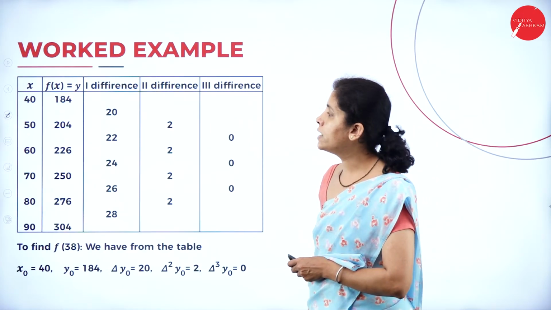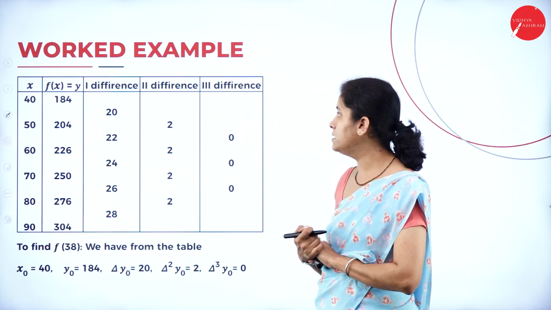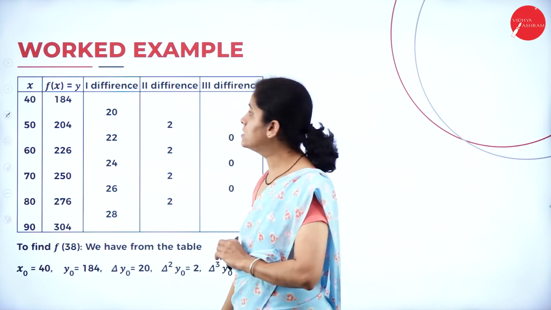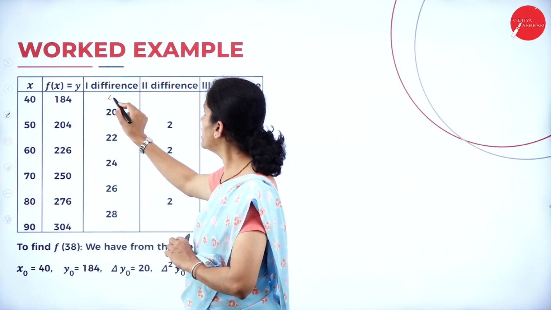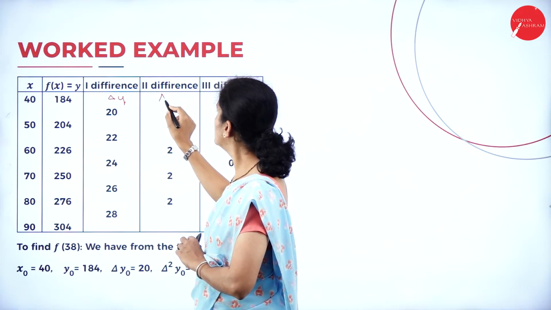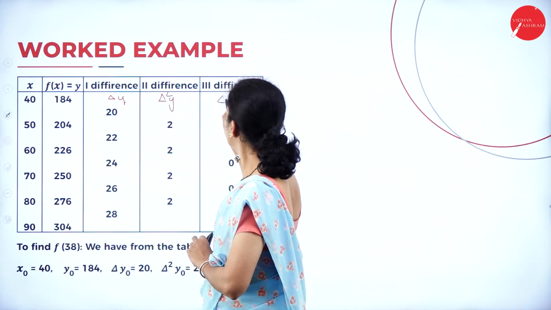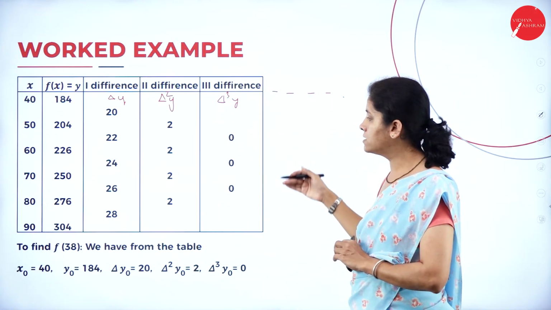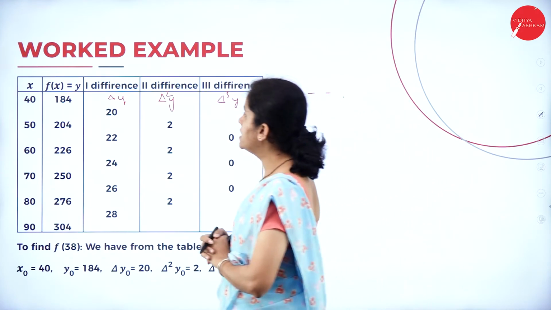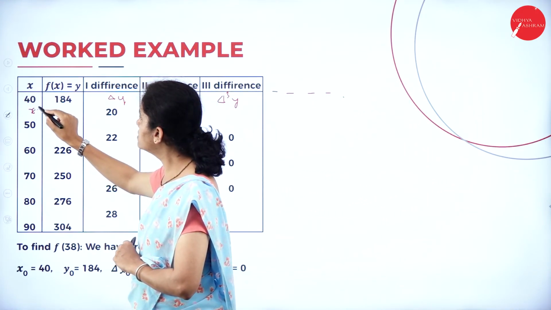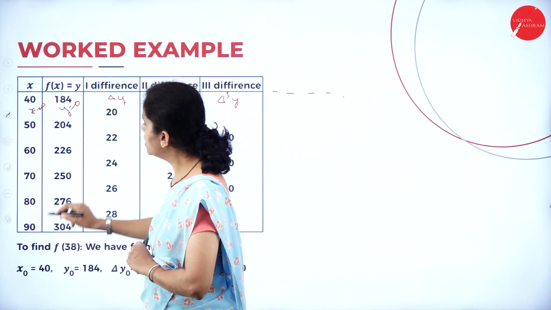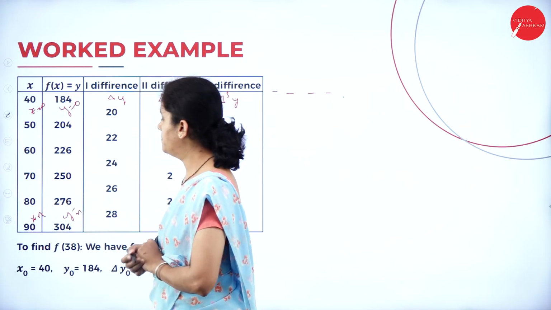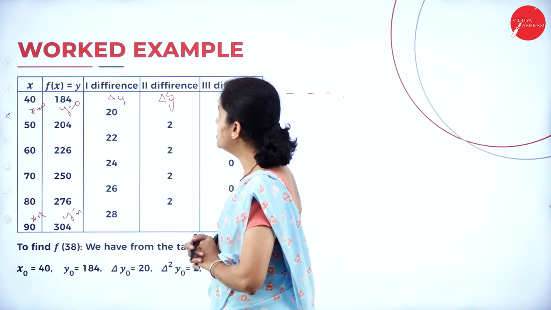Now see here what I want to do. I want to construct the table. This is my x, y. This is my delta y, delta square y, delta cube y. Even if I consider further, once again I'll get the answer 0. This is my x naught, this is my y naught, and this one is my xn and this is my yn.